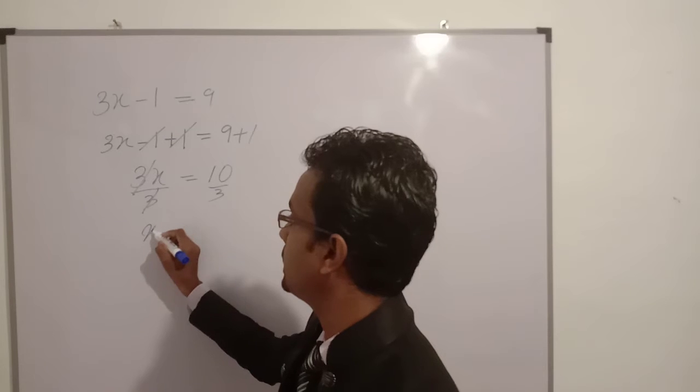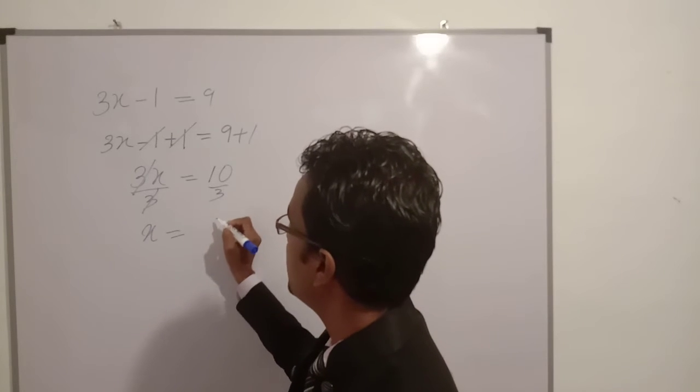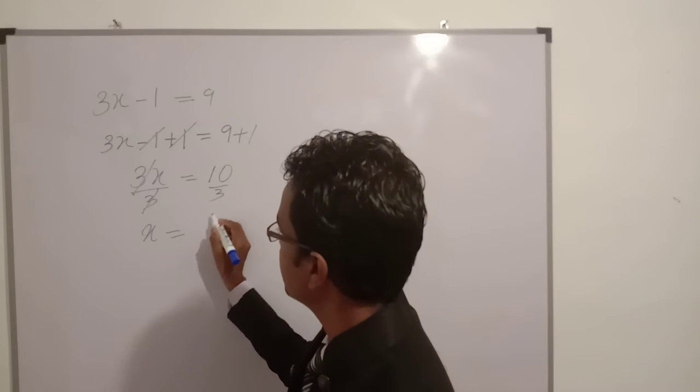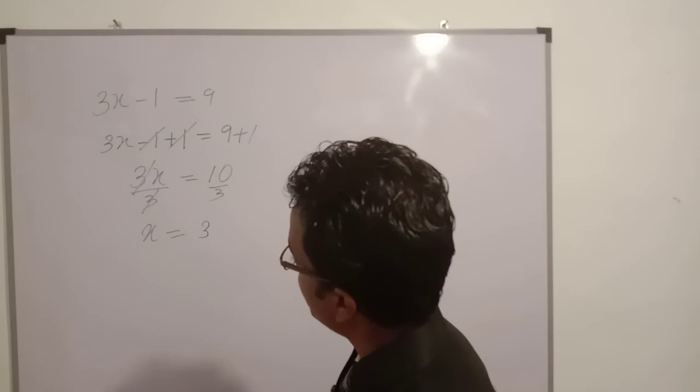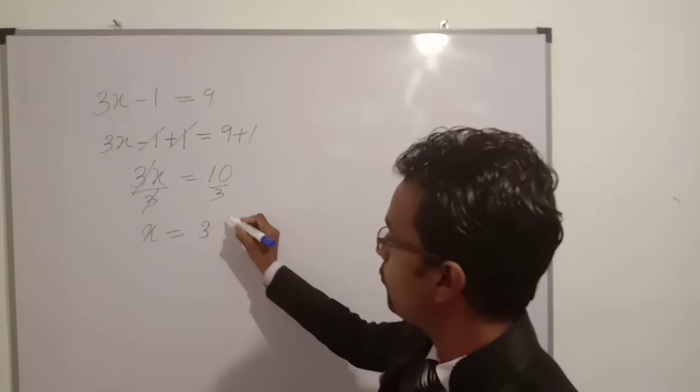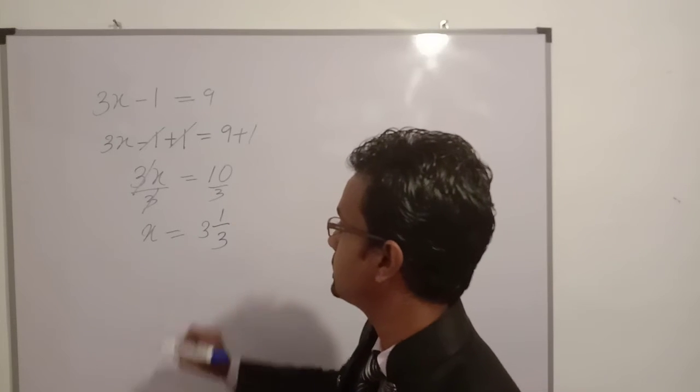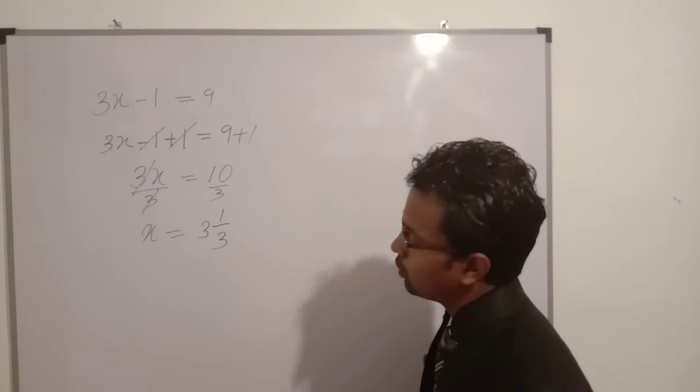3 cancel out. X is equal to, how many 3's are there in 10? It is 3. 3 times 3 is 9. 1 remaining. The answer is 3 and 1 over 3.